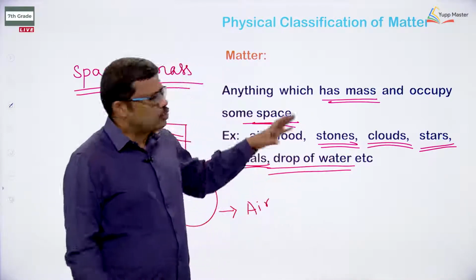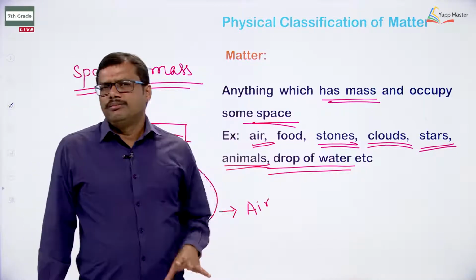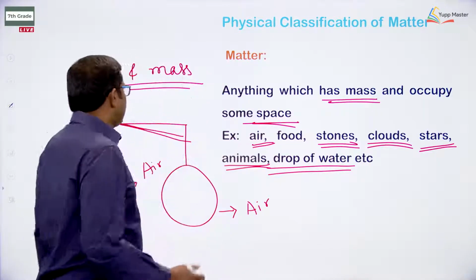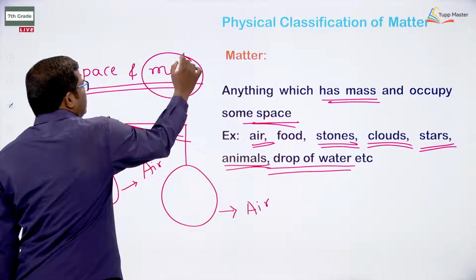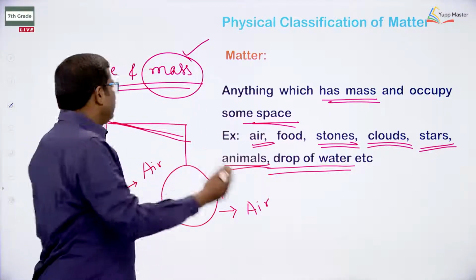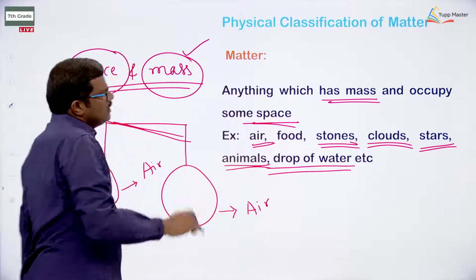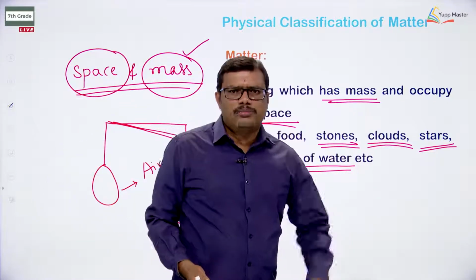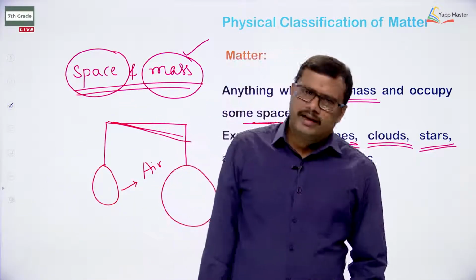Of course, we can take so many examples. Simply observe that anything, if it has some mass, if it is weighing and it is going to occupy some space, then that particular object can be taken as matter.